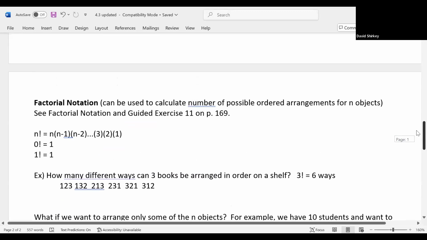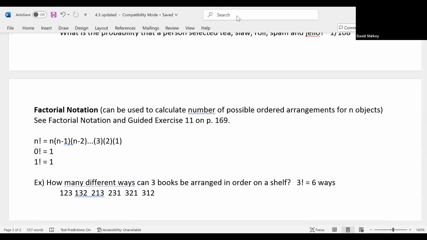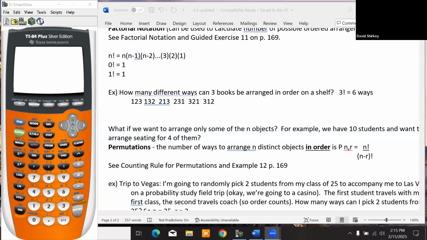Oh, actually, before I go, let me pause this. I want to show you how to do this on a graphing calculator. All right, let me double check that I'm recording. Yes.